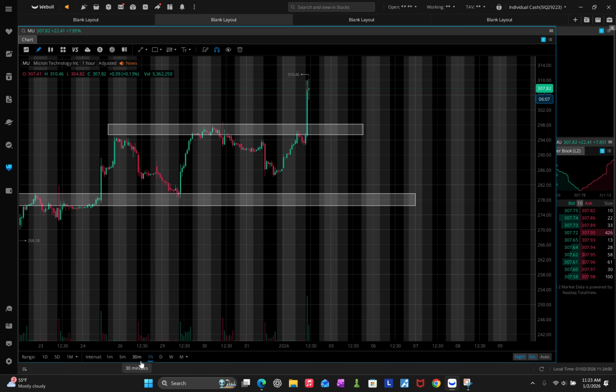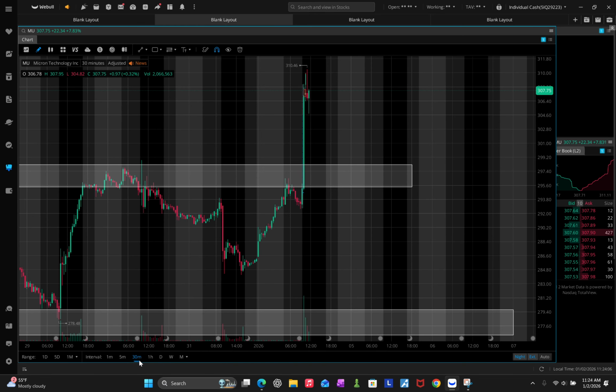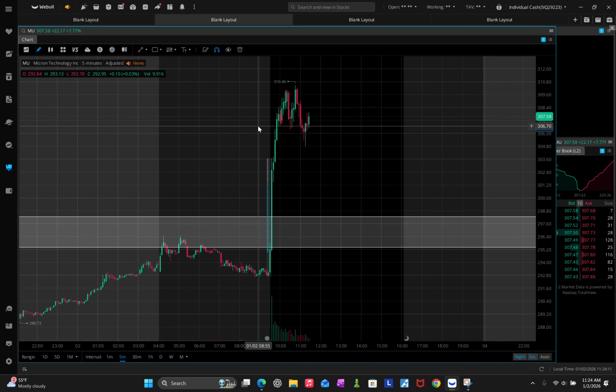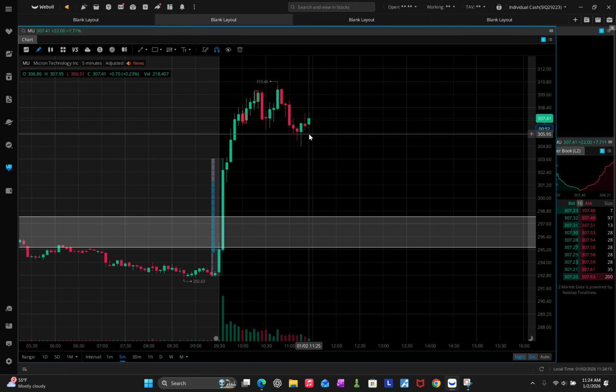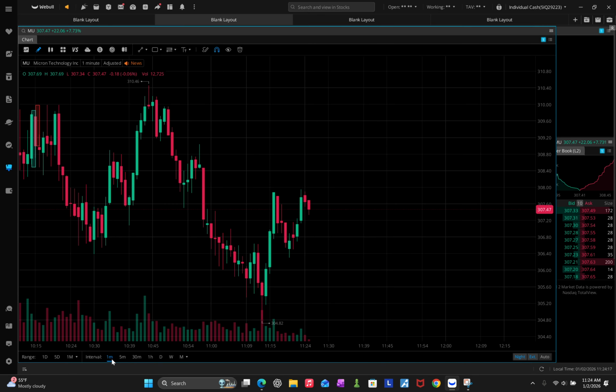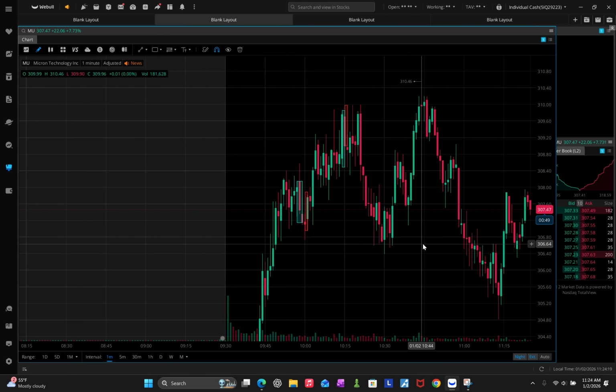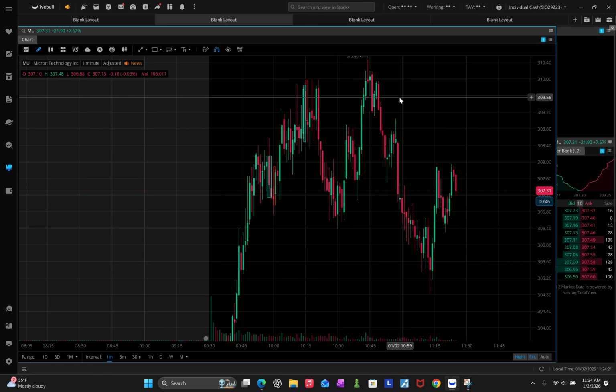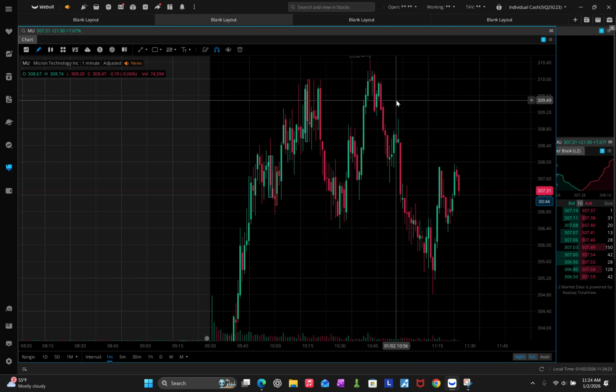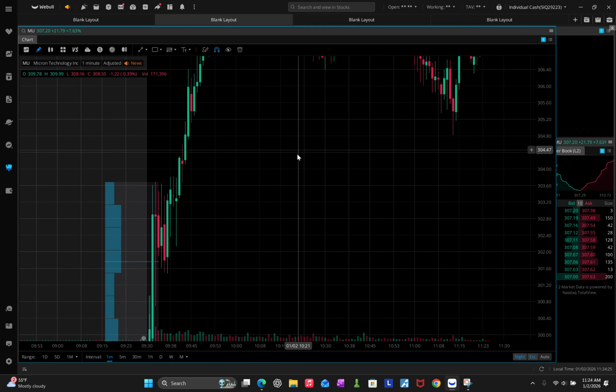It could be buyers covering positions. It can be more aggressive short sellers, whatever the case may be. But in this case, I was looking to get a retracement on MU, looking for a move to the downside. Not a full move to the downside, but I was looking for a scalp. And so it was right here.